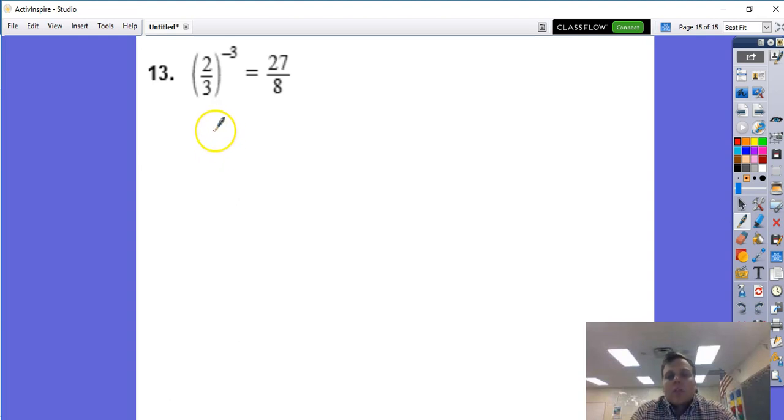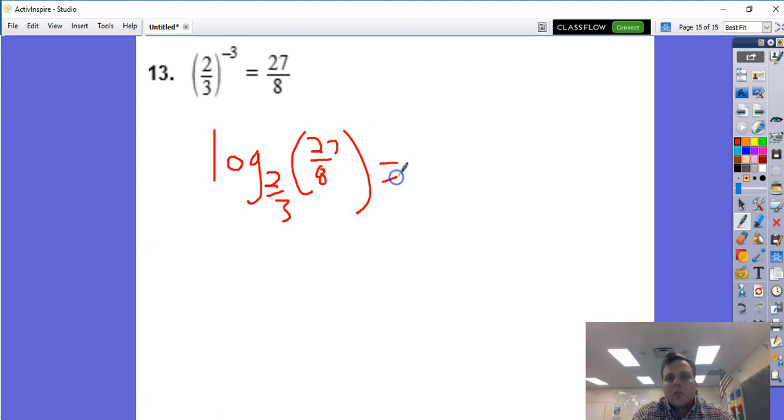So first off, if you want to write log form, start off just by writing log. Then take the base 2/3. It stays the base, so log base 2/3 of, we take the 27 over 8, and that becomes our input, of 27 over 8 is equal to negative 3. Bam. That's all there is to it. It's that simple. Okay? Let's go on.